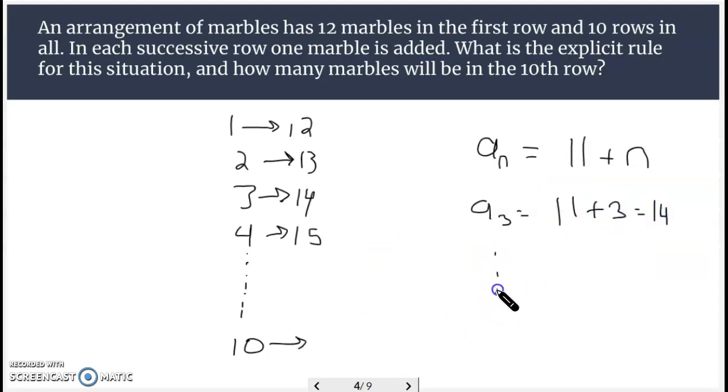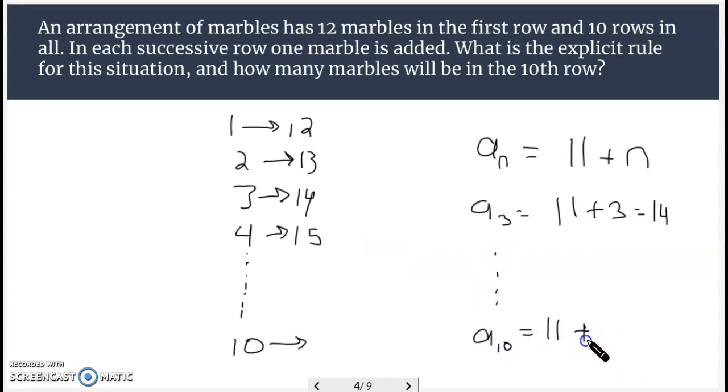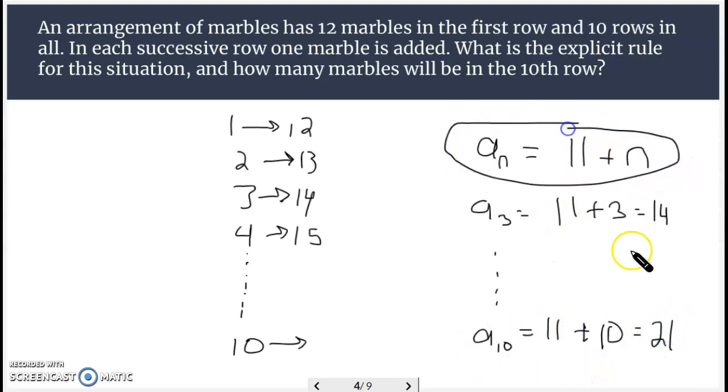We can apply this for any row. So say we want the 10th term. We're going to do 11 plus 10, and that's going to equal 21. So our explicit rule is right here. How many marbles in the 10th row? 21.